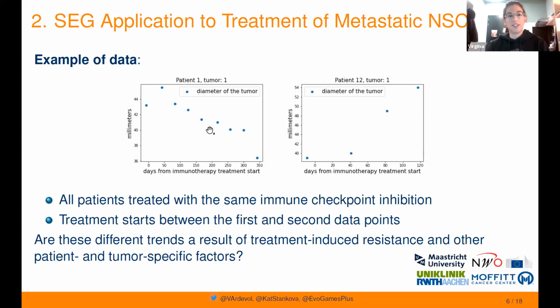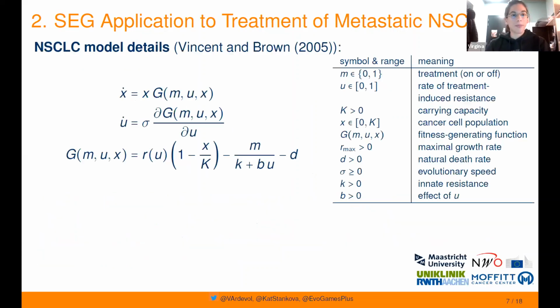And then, as you can see, the trends of the tumor differ from patient to patient. So what we want to study is whether these differences are a result of treatment-induced resistance and other patient and tumor-specific factors. In order to do that, we propose the following model based on the fitness generating function. Here the first equation models the population dynamics, and the second equation describes how the strategies evolve over time.